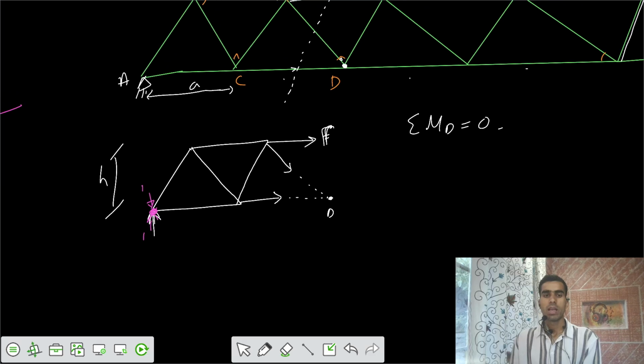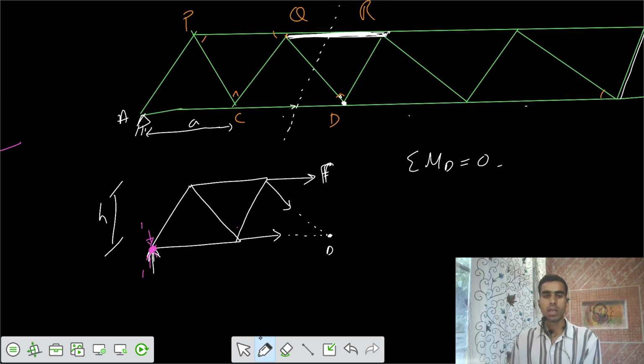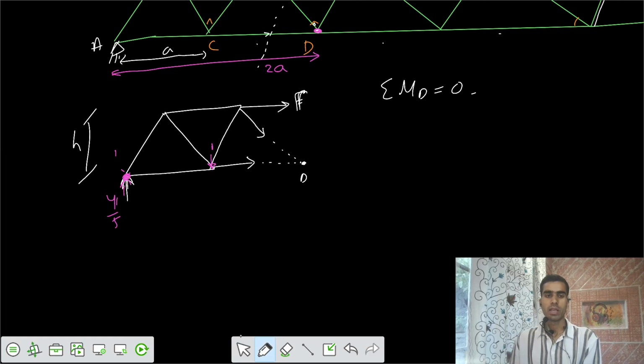After that, apply the load at joint C. Can you tell me the reaction? Is that 4 by 5? 4 by 5. And I had to solve for the moments at point D. Can you tell me the total length up to point D? Is this equal to 2a? I think so. That's 2a. This is a and this is 2a.